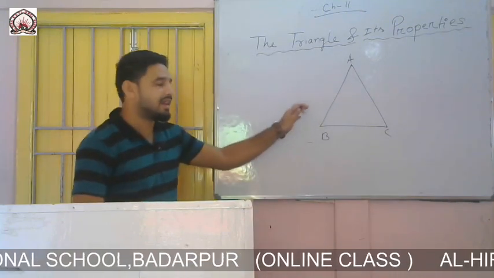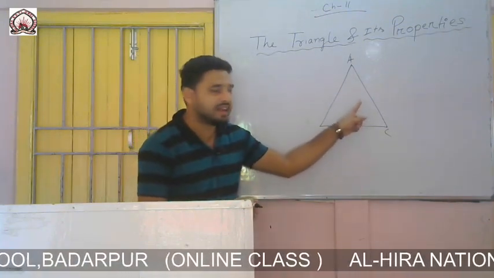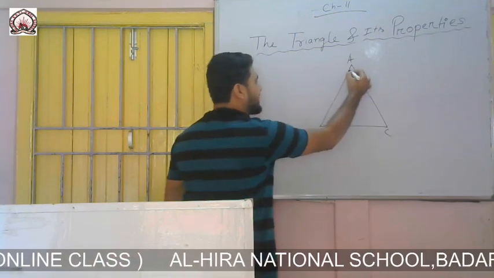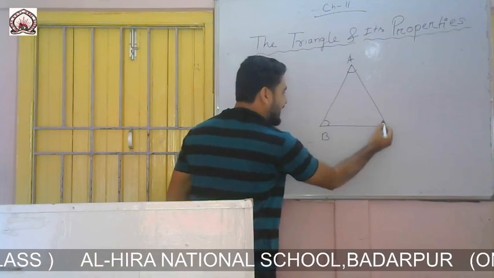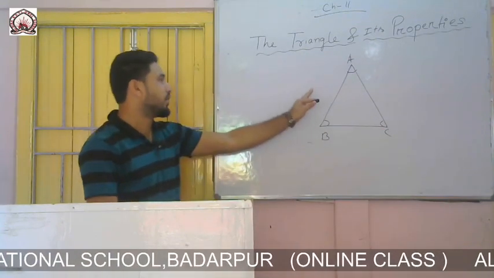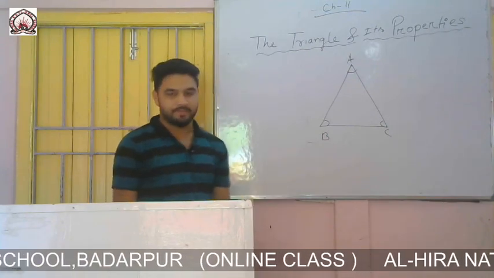Suppose this is a triangle. I said that it's a closed figure bounded by three line segments and having three angles, like this is angle A, angle B and angle C, is called a triangle. So that is a triangle.